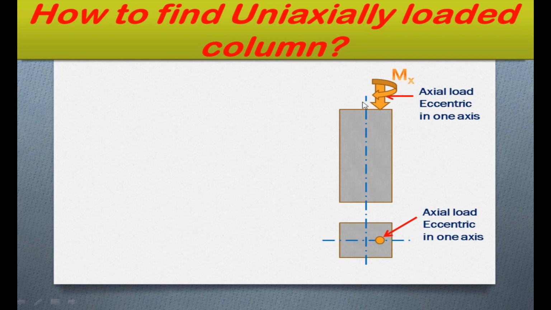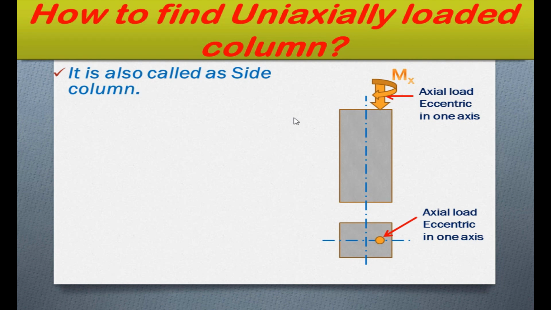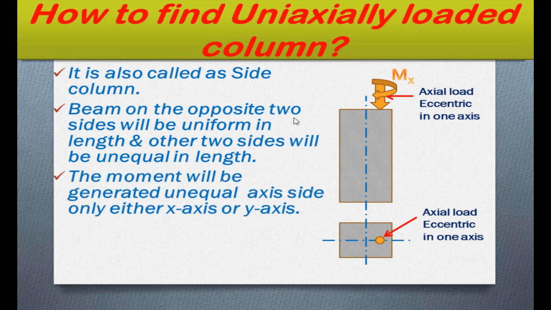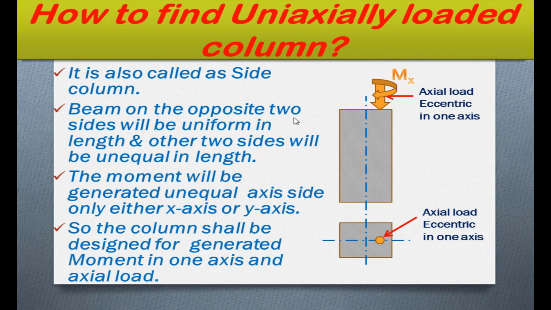This eccentric distance I have mentioned is E, and the axial load is P, Mx or My, both sides, no problem. So on any one side, if the load is eccentric, moment is equal to load into eccentricity. It is also called a side column. Beams on the opposite two sides will be uniform in length and the other two sides will be unequal in length. The moment will be generated on the unequal axis side only, either x-axis or y-axis.